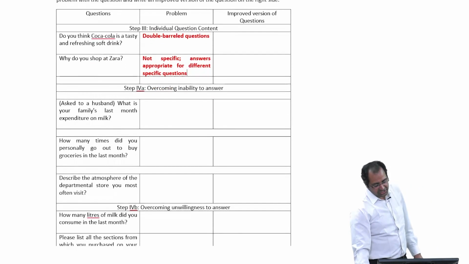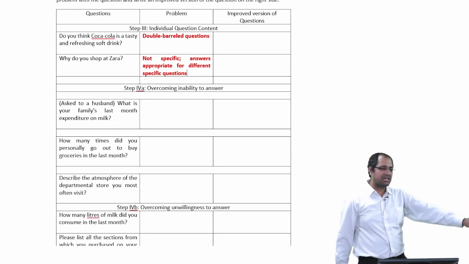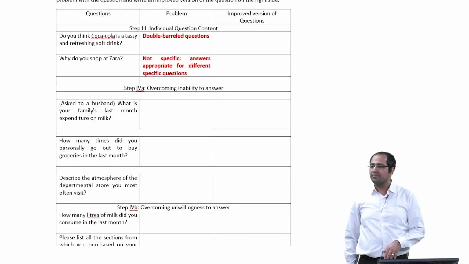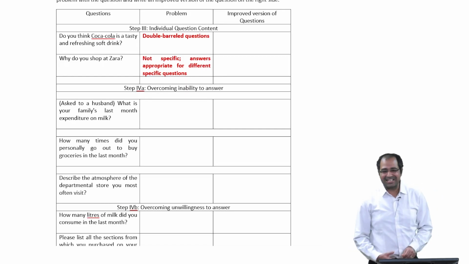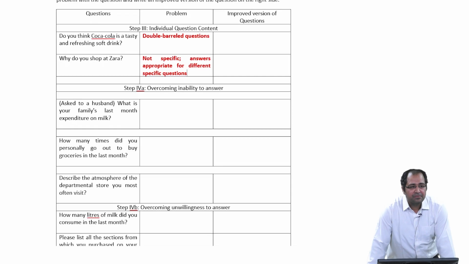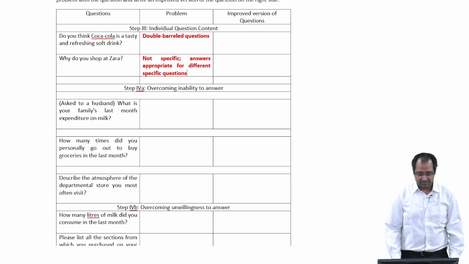Now the next one is step number 4. The third step is complete. So when you are developing a questionnaire, you have to keep these first three steps complete. Step number 4 is overcoming inability to answer, which means you have to overcome respondents' inability to answer so that they can answer correctly. The idea is to get closer to the truth. You have to frame the questions in such a way that the respondent is able to answer, not unable to answer. What is the problem in this first one?